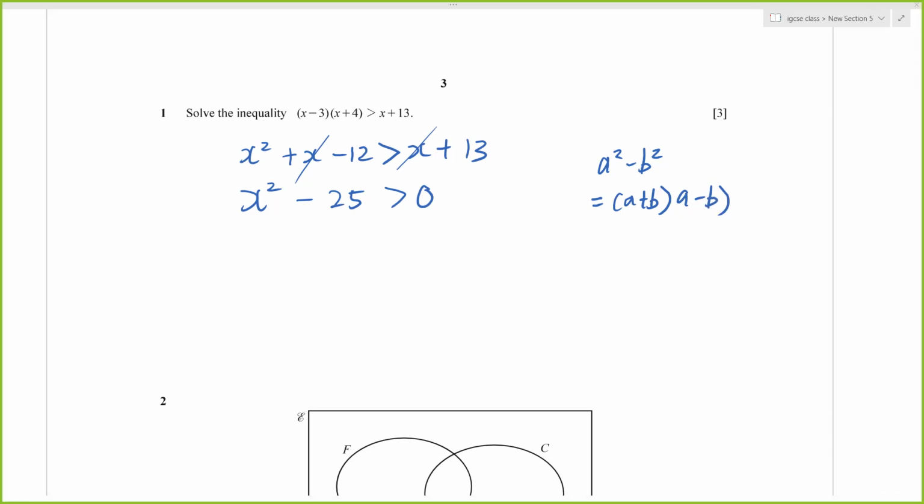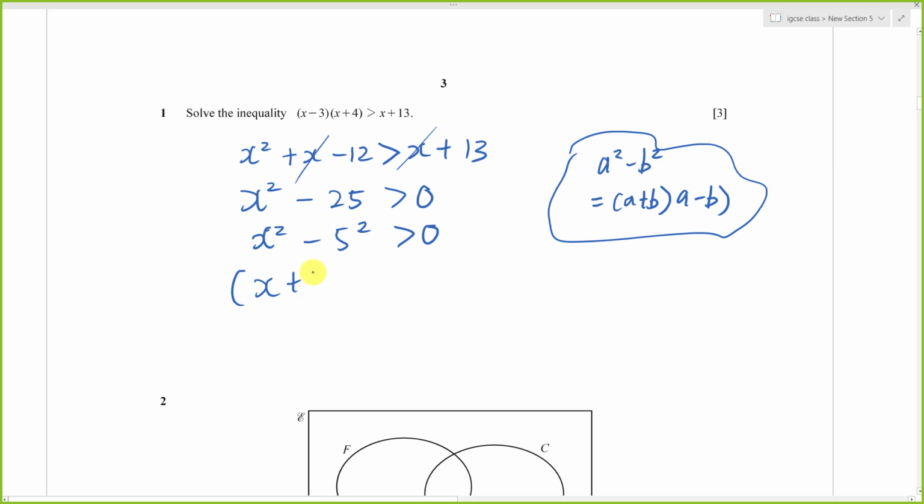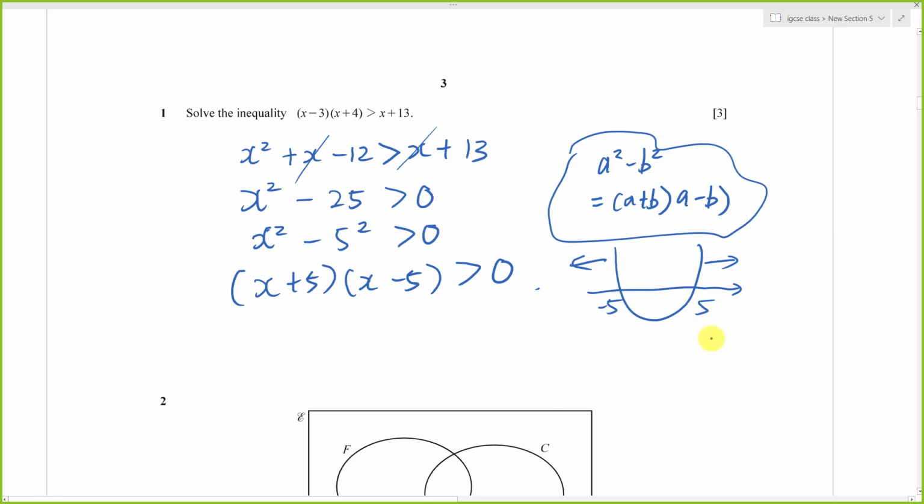So because you know about this, I will change my x squared minus 25 into x squared minus 5 squared bigger than 0. Then because of this formula, this will become x plus 5 and x minus 5 bigger than 0. So for inequality, if you have the bigger one, as I said before, your values will go in this direction and this direction, isn't it? So you have negative 5 and positive 5 here, then that means x must be bigger than 5 and x will be less than negative 5.